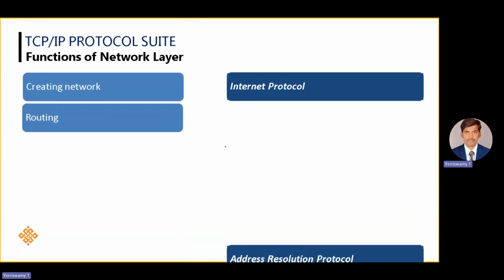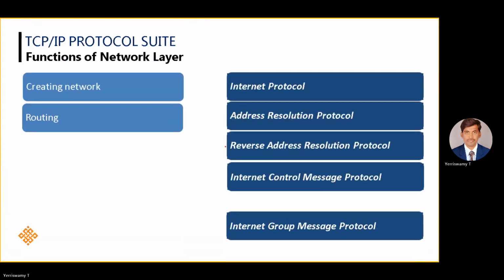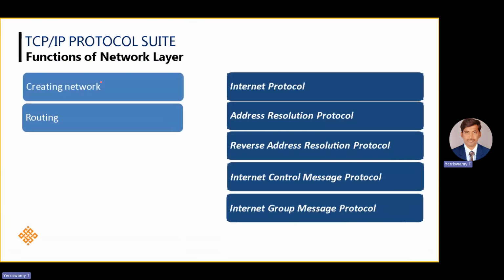And the network layer helps in creating the network using the shortest path. Here it is also helpful in finding the logical address, that is the IP address, and also it helps in routing. So this is a very important part.